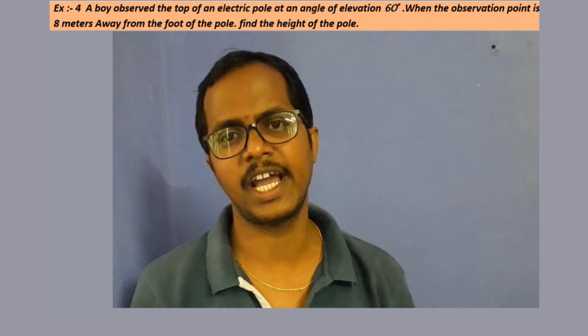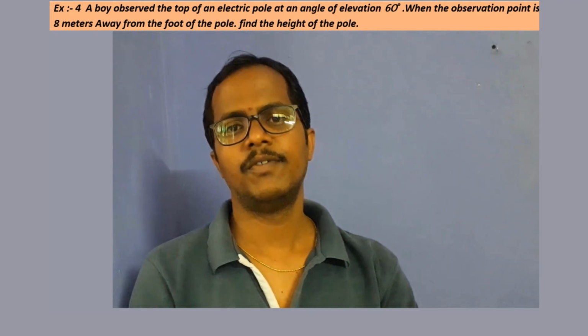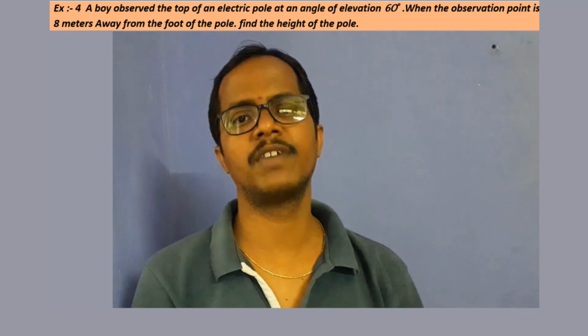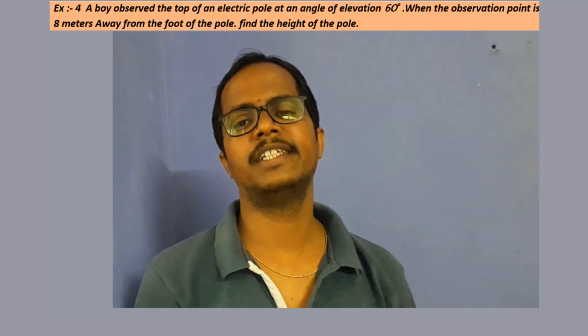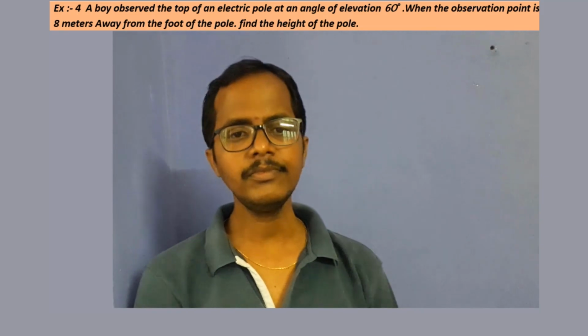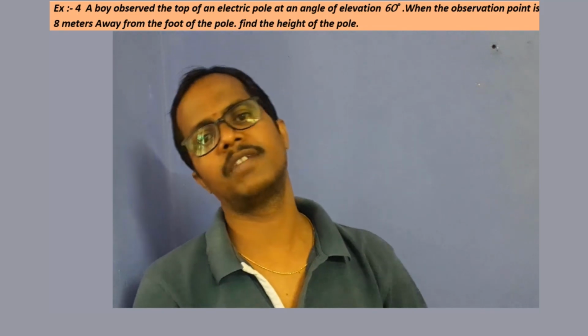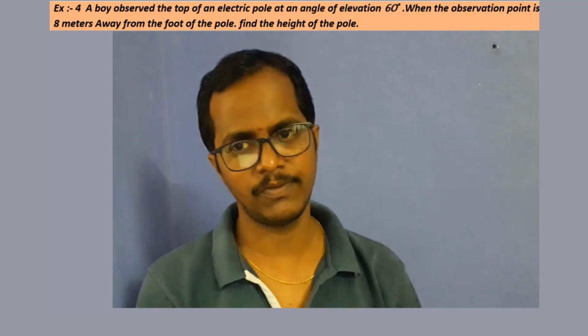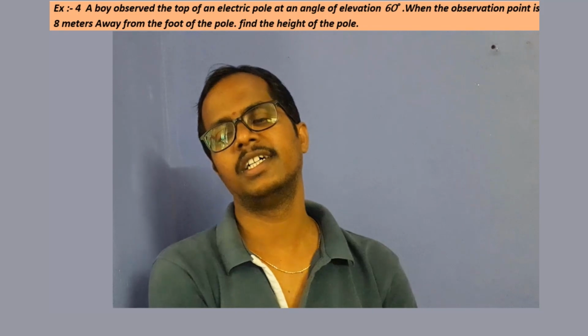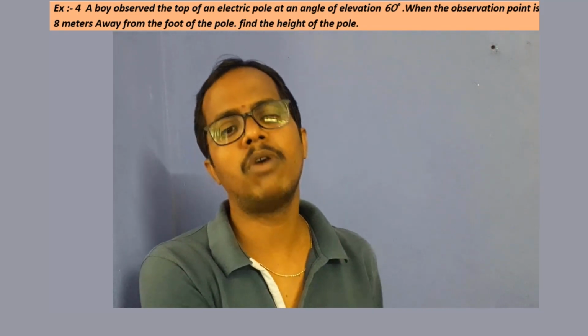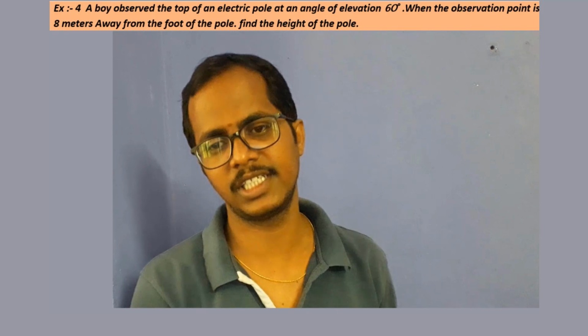Now let us see one more. Example 4, which is given in the textbook. A boy observed the top of an electric pole at an angle of elevation 60 degrees. When the observation point is 8 meters away from the foot of the pole, find the height of the pole. So in this example, a boy is observing the top of an electric pole with an angle of elevation 60 degrees. And the distance between the boy and the foot of the tower is 8 meters given.